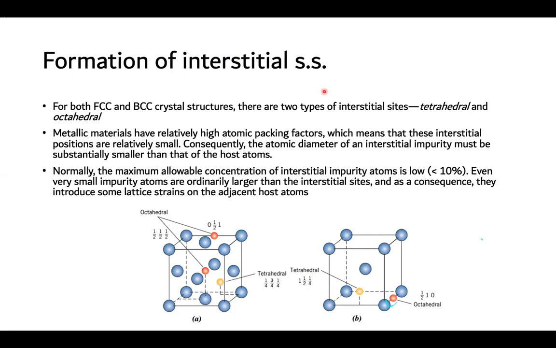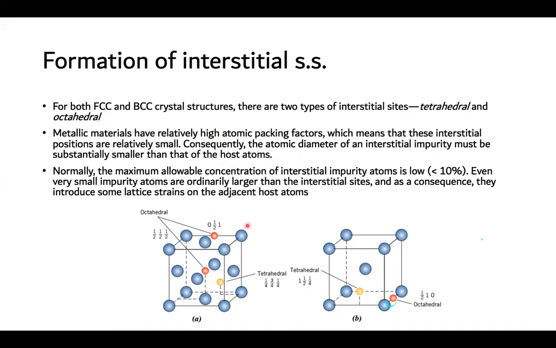Okay, so this is an example of the formation of an interstitial solid solution. For example, this is FCC. You can see here in the FCC, we can get the octahedral sites, the empty parts over here, at 0, half, and 1. The atoms can snuck into these voids, and they can also snuck into this void. So for both FCC and BCC crystal structures, there are two types of interstitial sites, tetrahedral and octahedral. Because metallic materials have a relatively high atomic packing factor, these interstitial positions are relatively small, so the atomic diameter of the interstitial impurity must be substantially smaller than the host atom.